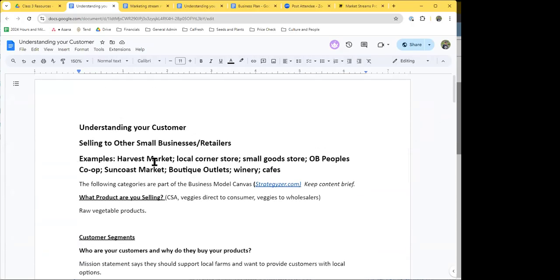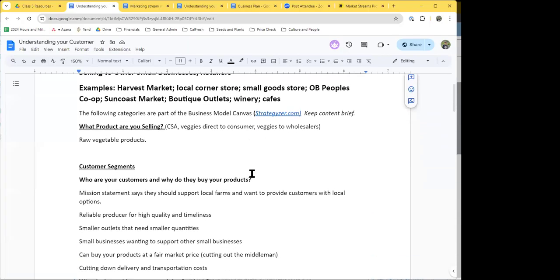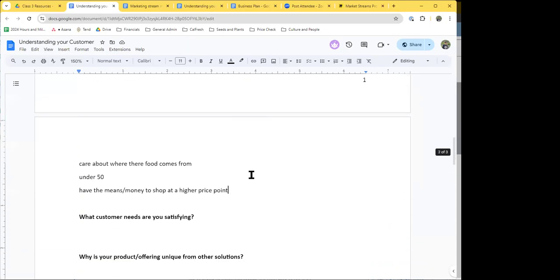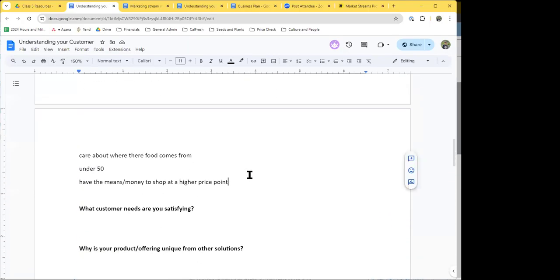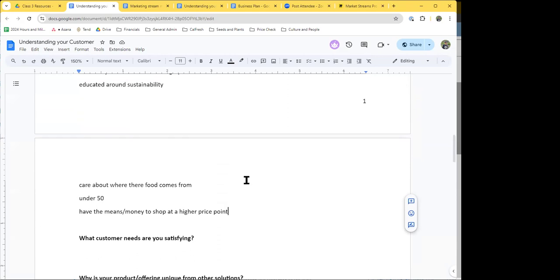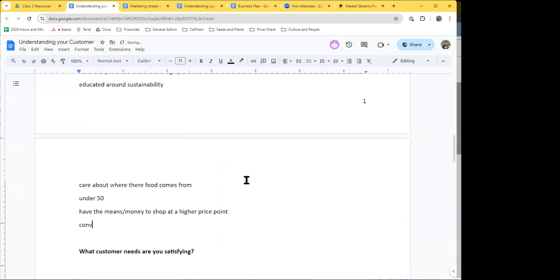Remember, we have things like other market stores, corner stores, Suncoast Market, OB People's, little boutique outlets and wineries, places where there's small goods. I was picturing the zero waste market in my mind. Yep, we just talked about that. Convenience. It's in their neighborhood.